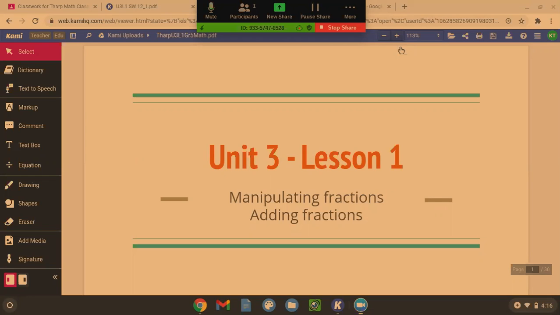I hope everyone had a fabulous Thanksgiving weekend, but trimester 2 is starting. It is today. Today is the beginning. We are starting off trimester 2 with unit 3, and it's all about fractions. We are going to be adding fractions in lesson 1, but not just adding fractions. We're going to be manipulating these fractions.